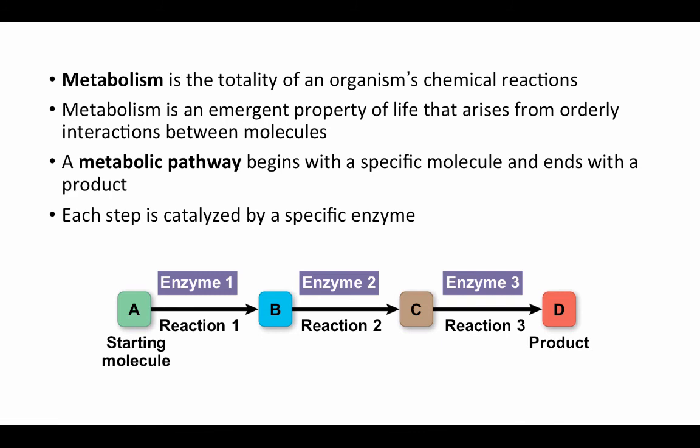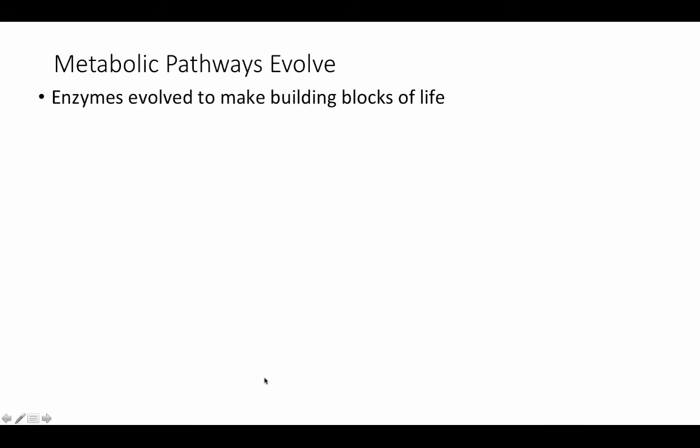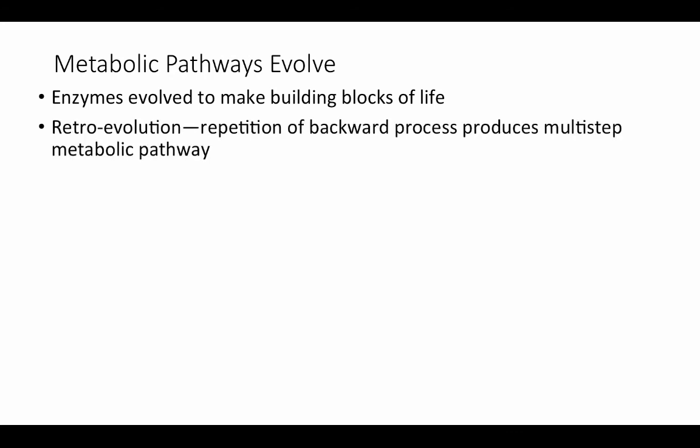And it turns out that current thinking is that this might just be a remnant of the evolutionary process that led to this series of reactions. So the idea is that these metabolic pathways themselves evolved, and that the enzymes evolved to make these building blocks of life. The hypothesis currently is called retroevolution, and we call it retroevolution because it's a repetition of a backward process that's going to produce a multi-step metabolic pathway.